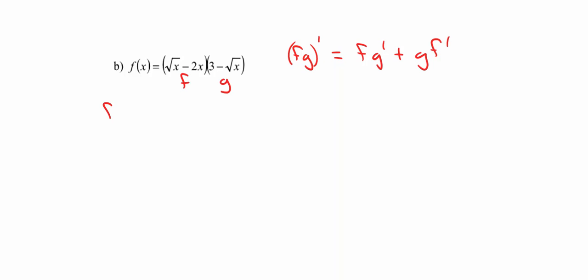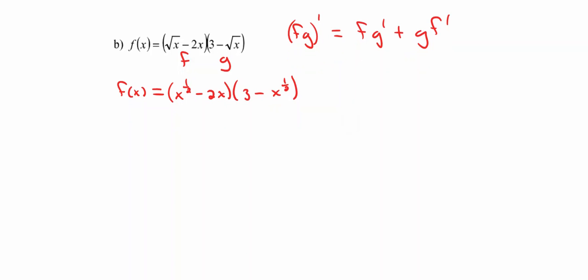So we'll say the derivative of f of x is equal to, and then you know what? We are going to write these as exponents. Actually, let's do that first. Sorry, let's go back. So let's rewrite this. So f of x is equal to x to the 1/2 minus 2x times 3 minus x to the 1/2. Okay, that'll just make it easier to take the derivative now.